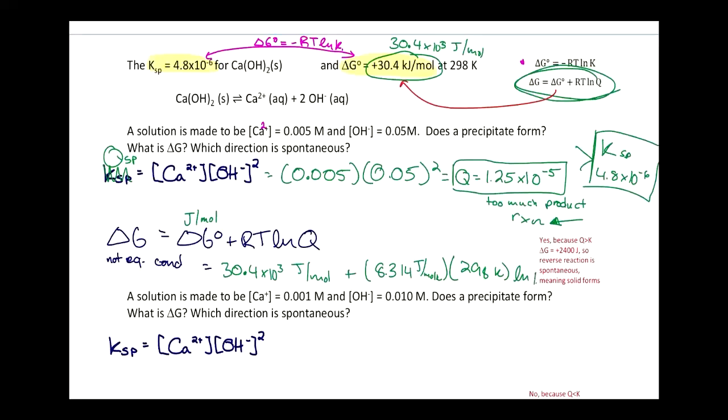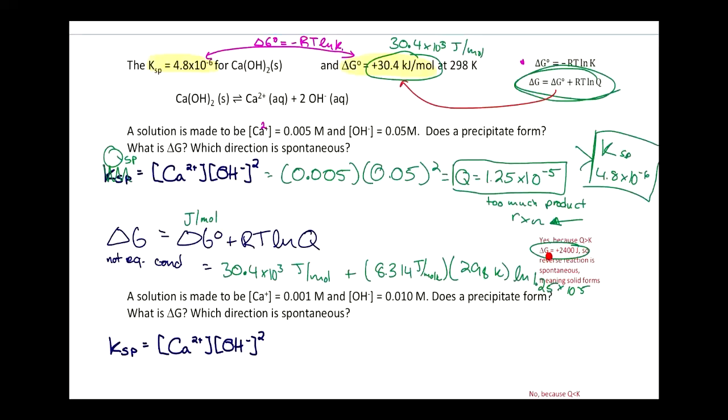So natural log of 1.25 times 10 to the negative 5. And so what we see here is that when you calculate this, you get it right there. So when you add this factor of RT ln Q, you do in fact get a positive value of Q come out, right?